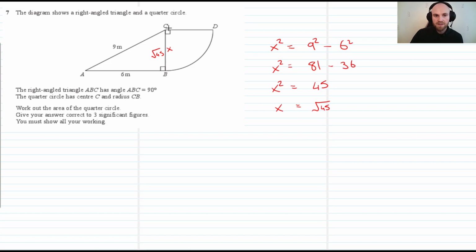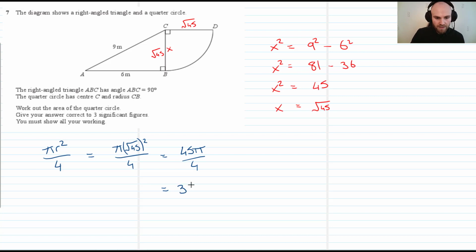And if this is the radius, so it's CB, I'm just going to put that in to show you. I just changed to blue because we're working in terms of the circle. So pi r squared is the formula for the area of a circle. But if we divide it by 4, we can get the area of a quarter circle. So we're going to have pi, well, the radius is root 45, squared, divided by 4. Well, root 45 squared is just going to be 45, so 45 pi divided by 4, which is going to give us 35.3429 and so on. So this does not round up, so I'm just going to put 35.3 meters squared.